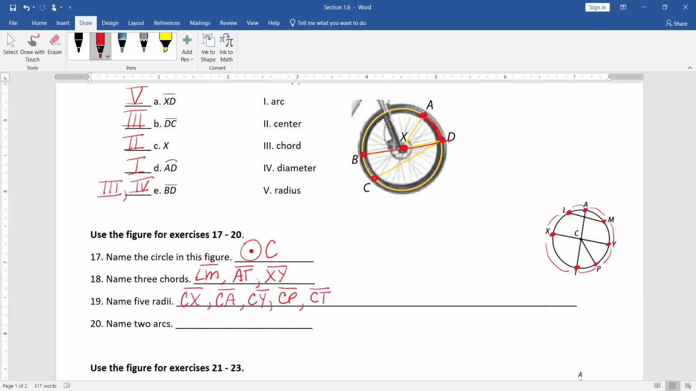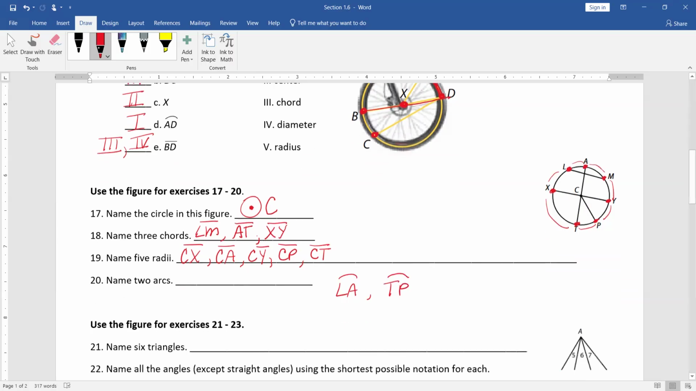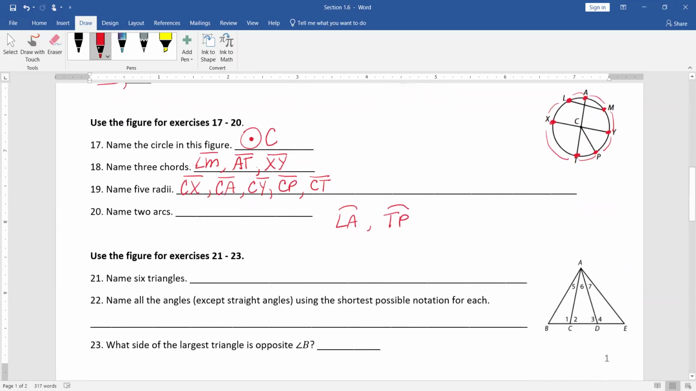The important thing to note is just to make sure that you notate those correctly. So I'm going to actually put mine over here so I have room. I'm going to have LA because that's fun. And TP. Those are 2 of the 7 that you could have. Just make sure you have that somewhat curved little semicircle symbol on the top. Okay, for 21 through 23, name the 6 triangles.